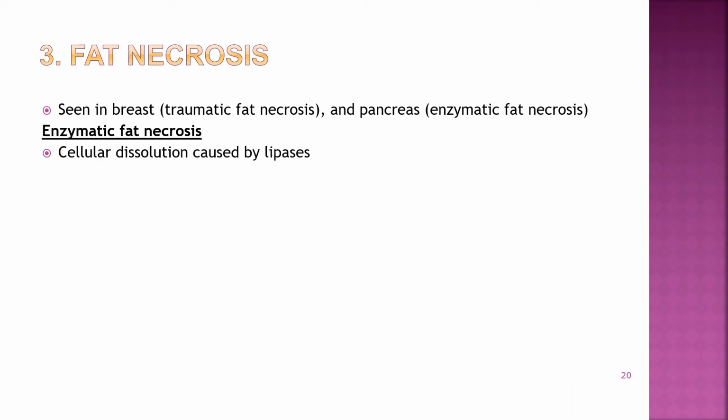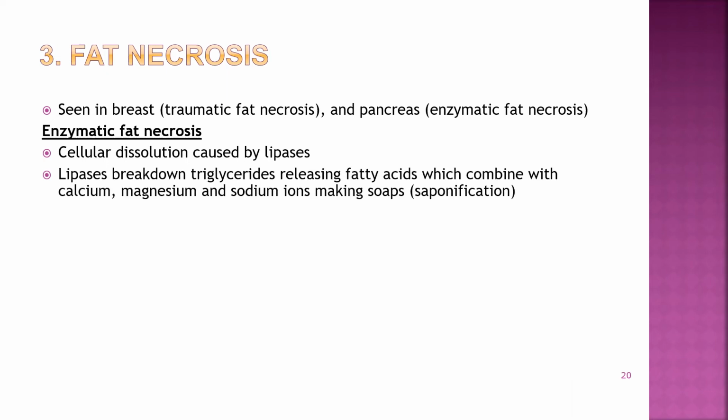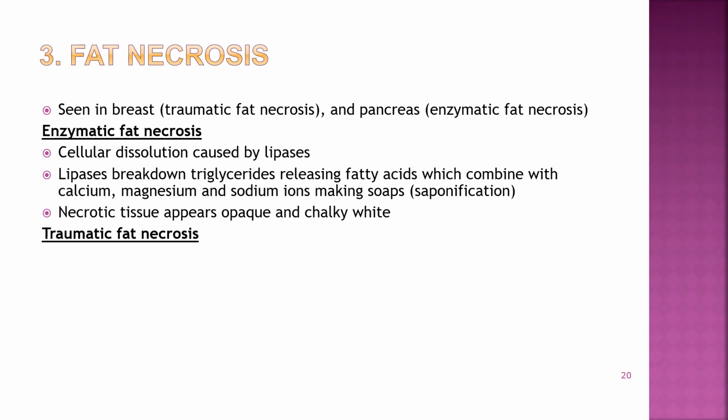The pancreas is rich in enzymes, and one of the enzymes that it produces is lipase. The pancreas itself is composed of a lot of fatty tissue. When there is injury to the pancreas, the enzymes of the pancreas leak out and the fat tissue is digested by lipase. The lipase breaks down the triglycerides, releasing fatty acids which can combine with minerals such as calcium, magnesium, and sodium ions, and they can make soaps. The necrotic pancreas tissue will look chalky white.